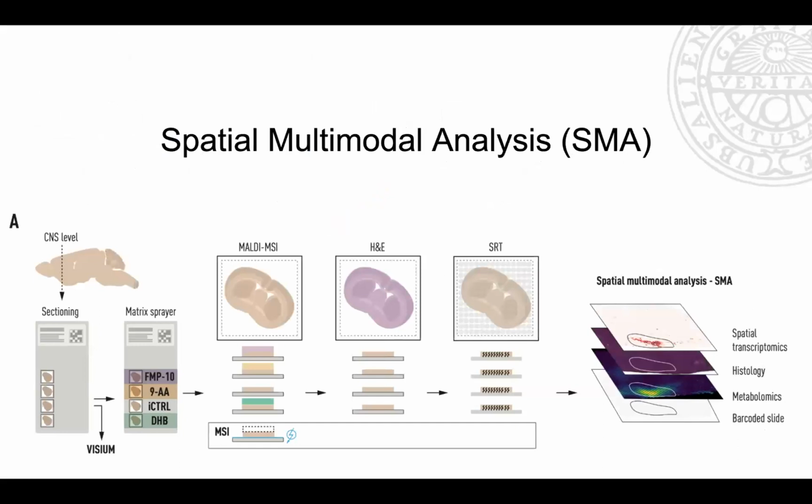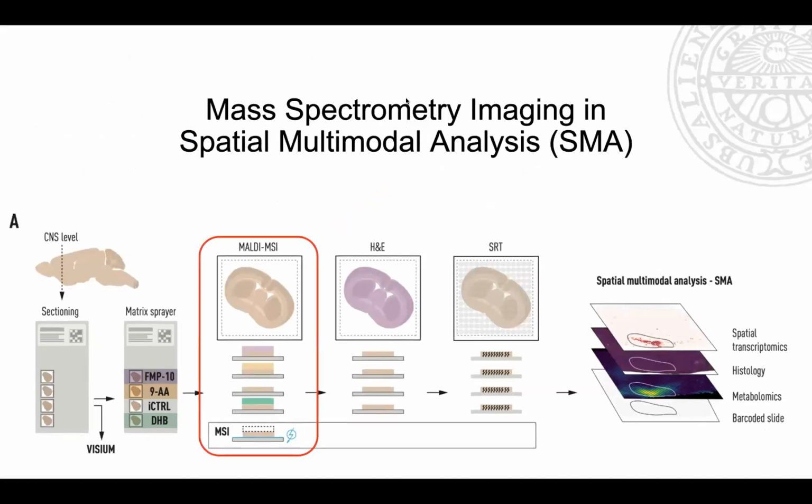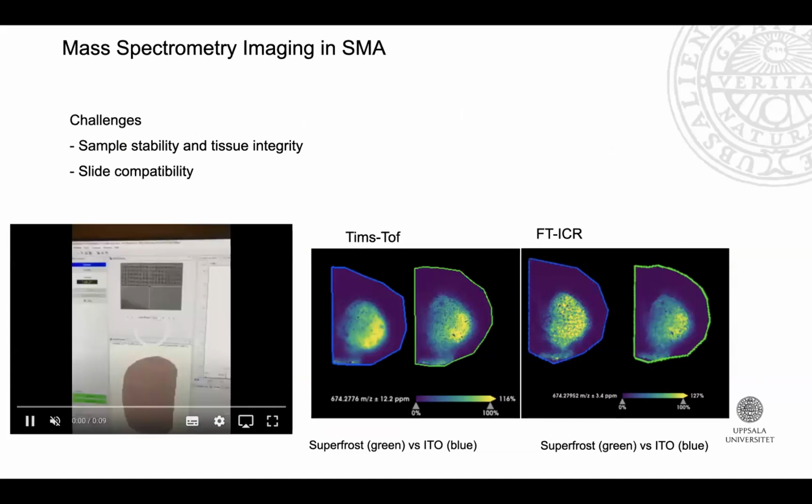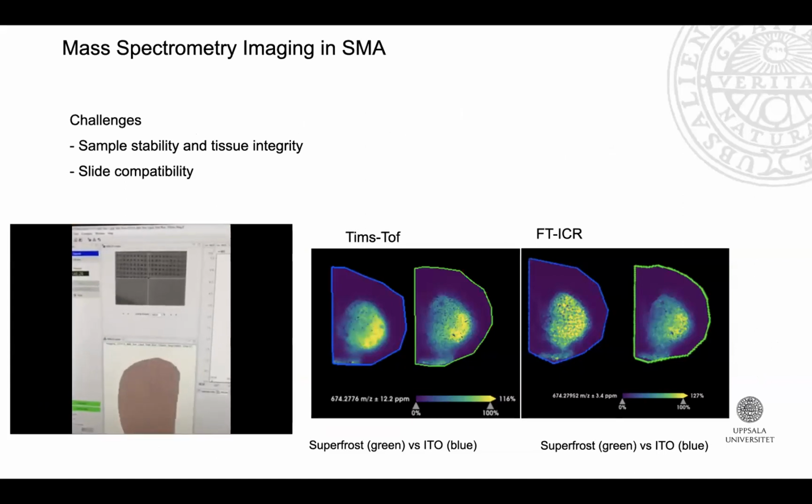Okay, so moving on now more to the paper that we are here to discuss, we have spatial multimodal analysis. And of course, I'm going to talk more about the MALDI MSI parts. So here, one of the biggest things that we wanted to look at is because MALDI MSI is done before spatial transcriptomics, the big difference here compared to regular MSI is that we were doing the experiments on Visium glass slides, which are non-conductive. And in a regular MSI experiment, we would use conductive glass slides. So here I would like my colleague Reza to explain a bit more.